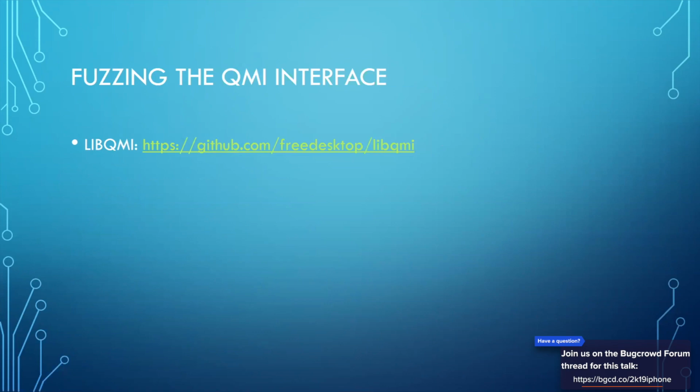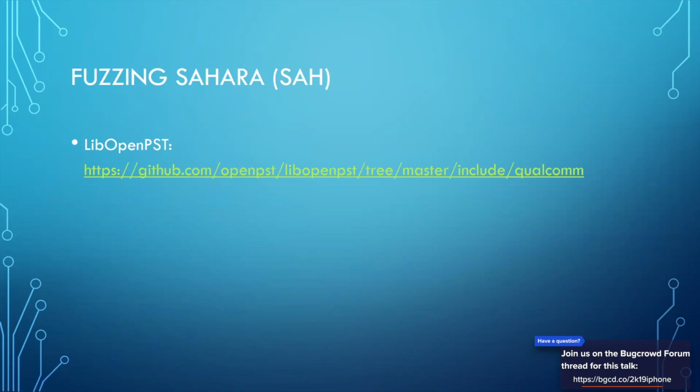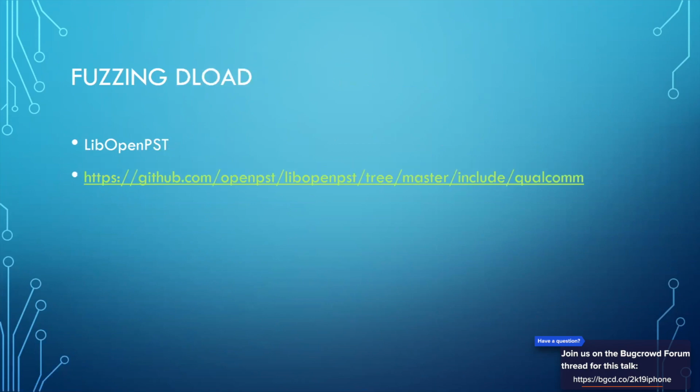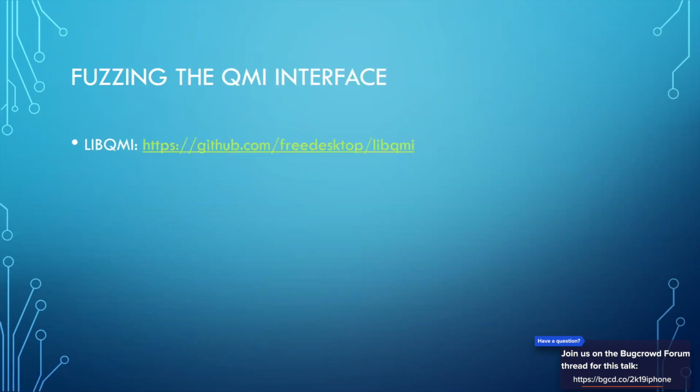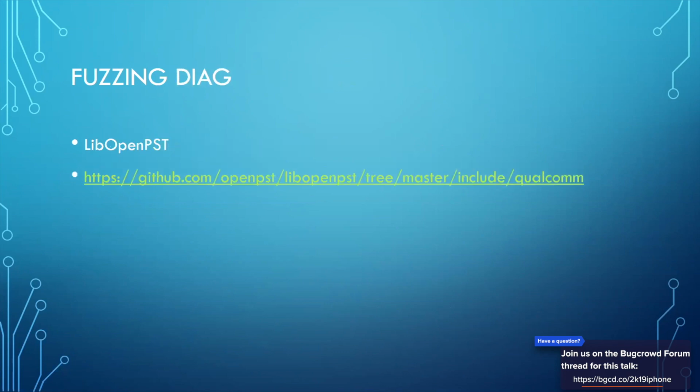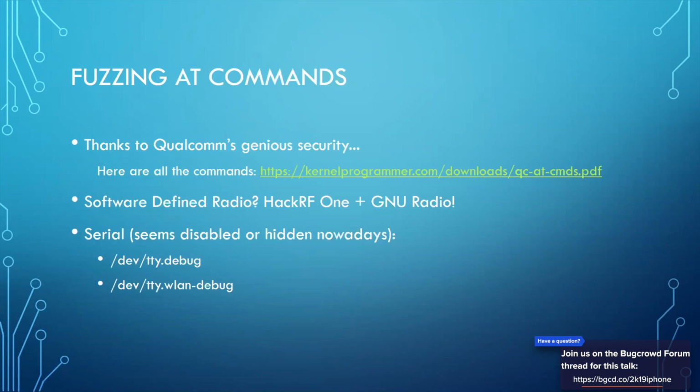So building the fuzzer can be done on top of libqmi, which is an open source library for the QMI protocol from Qualcomm, and libopenpst, which is pretty much used for all other protocols in the QMI interface. Many of the AT commands are, of course, proprietary, but there are some documents online, leaked or even documented by other researchers. And I've put a link up here to some AT commands that you might try out for fuzzing.